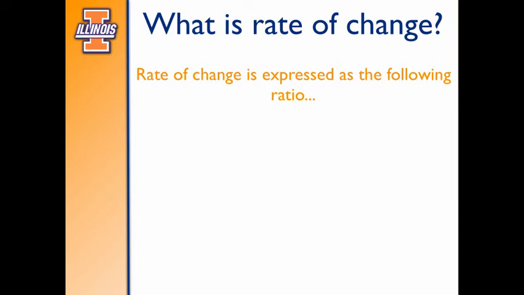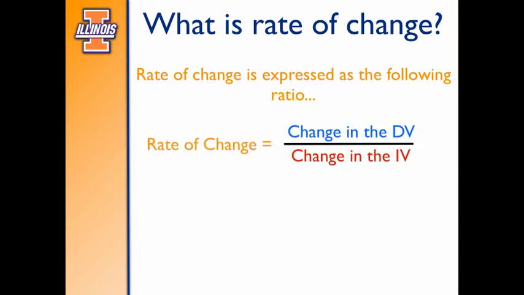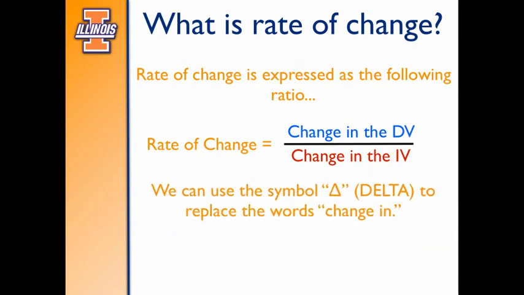So the dependent variable is changing by 40 miles, and the independent variable is changing by 1 hour. Rate of change is expressed as the following ratio. I have change in the dependent variable divided by change in the independent variable. I can simplify all that by using a special symbol, the triangle symbol, which is actually called delta, to replace the words change in. So whenever you see that triangle, it really means change in. So I can simplify the top to be delta dV, and the bottom to be delta IV. Even more simply put, I can put delta y over delta x.